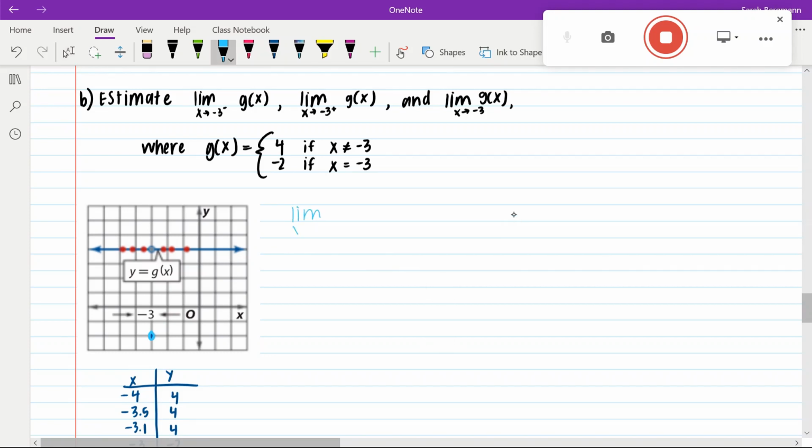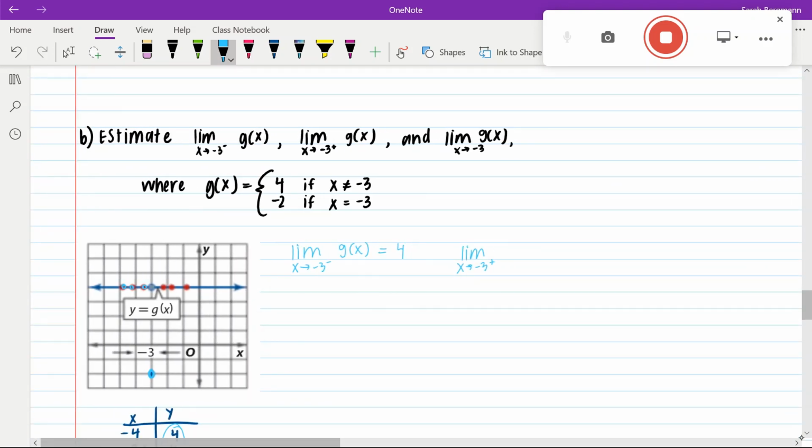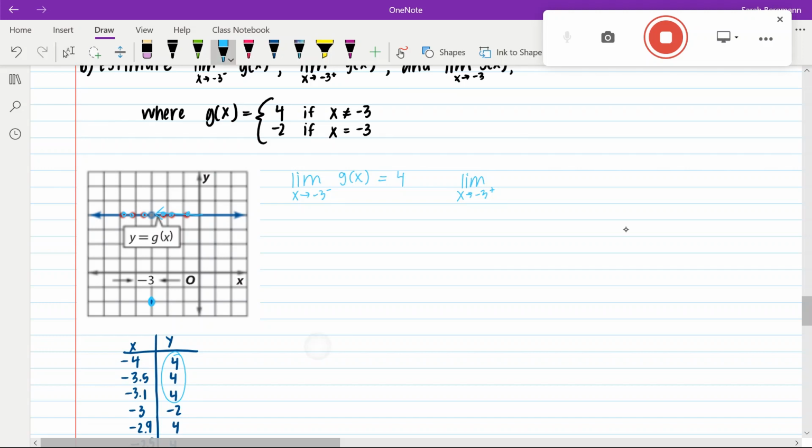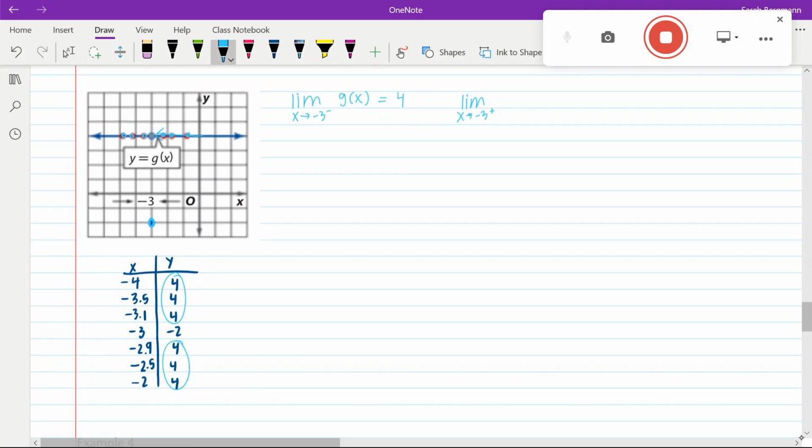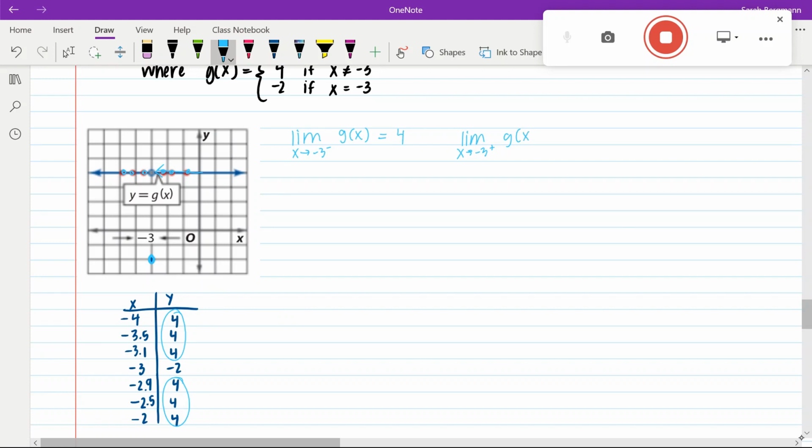So first we'll do the limit as x approaches -3 from the left. As x approaches -3 from the left, we're looking at these points here. All of these points have y values of 4. That means our limit is 4. The limit as x approaches -3 from the right, we're looking at this here. So we're looking at these points. As we approach -3 from the right, these points all have y values of 4 as well. So the limit from the right for our function g of x is also equal to 4.